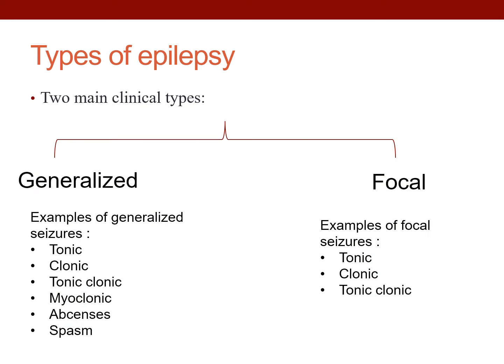Now, both generalized and focal seizures present in different forms. Generalized seizures can present as tonic, clonic, tonic-clonic, myoclonic, absence, or spasm. Focal seizures can present as tonic, clonic, or tonic-clonic. This is not an exhaustive list of all the types of seizures. There are other types that I have not put into this list because I think it will be a little bit advanced.